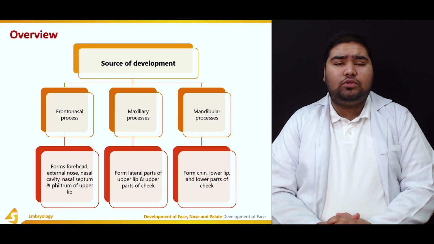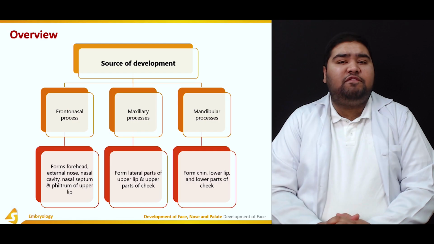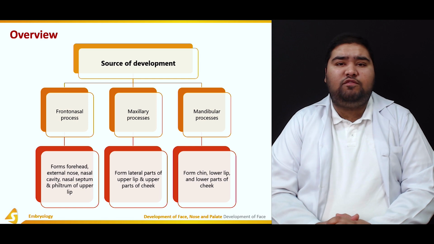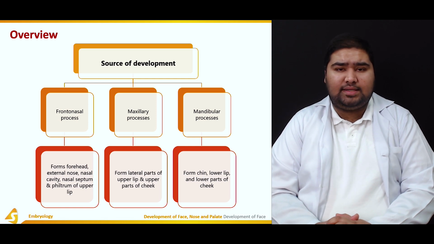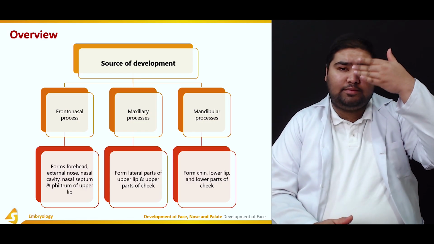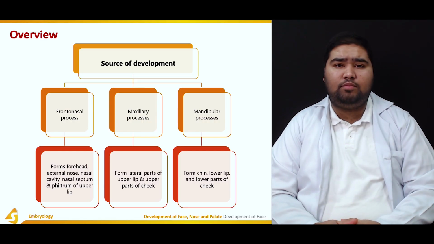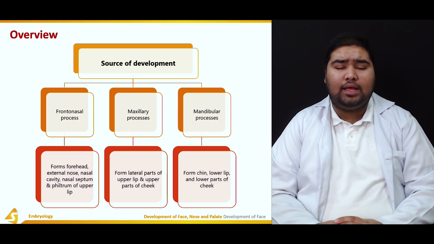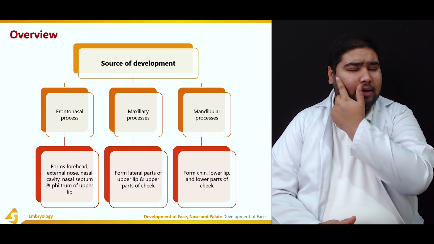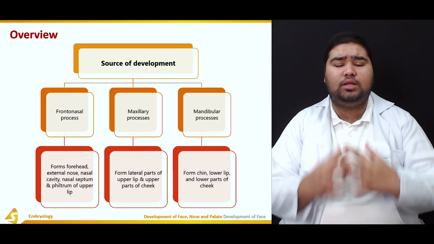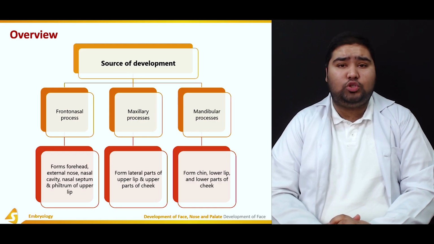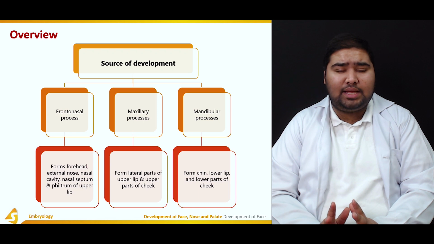So when we talk about the sources of development of face, we have 5 swellings. One of them is the frontonasal swelling that forms the frontal and the nasal aspect of the face. In an adult human face, this is the frontal process and this is the nasal aspect. Then we have a pair of maxillary swellings. This is the area of maxilla, the upper jaw. So the area of upper jaw, the lateral sides of the face are formed by the maxillary swellings. These are 2 in number. That is, these are paired swellings.